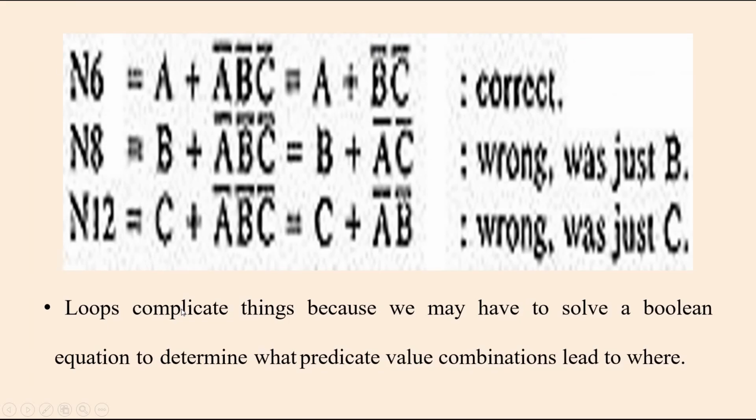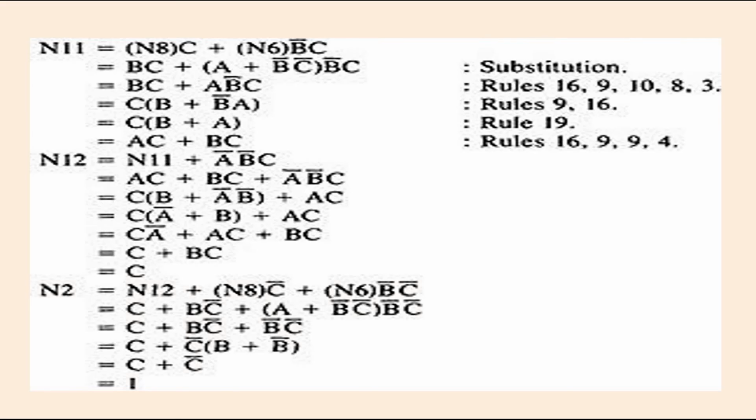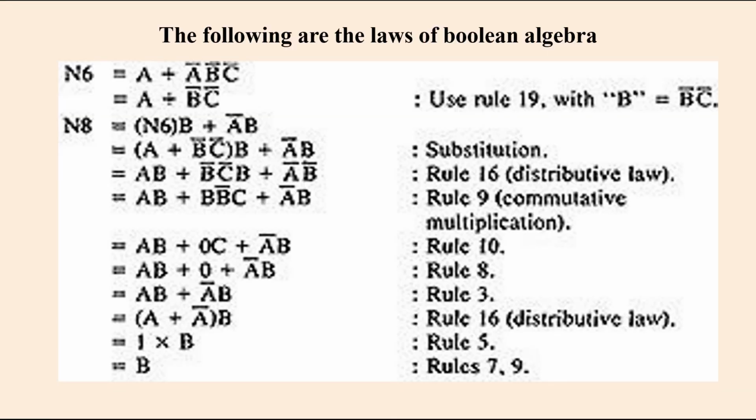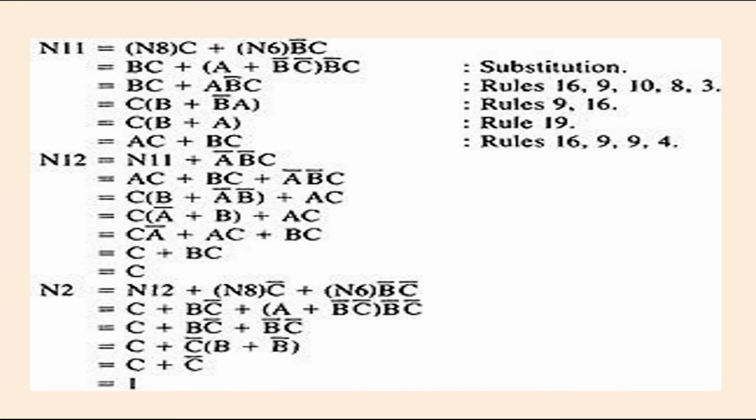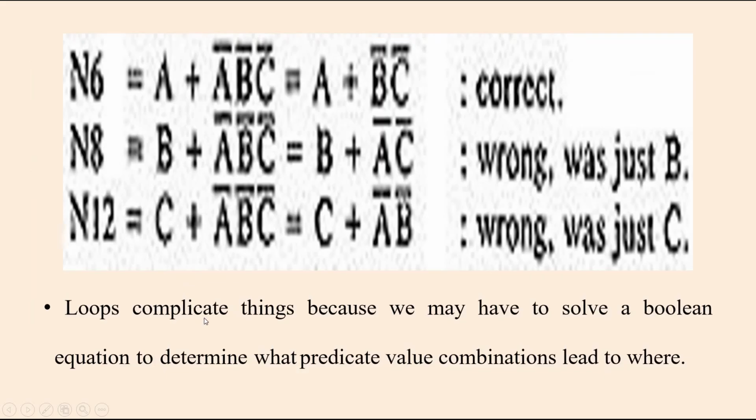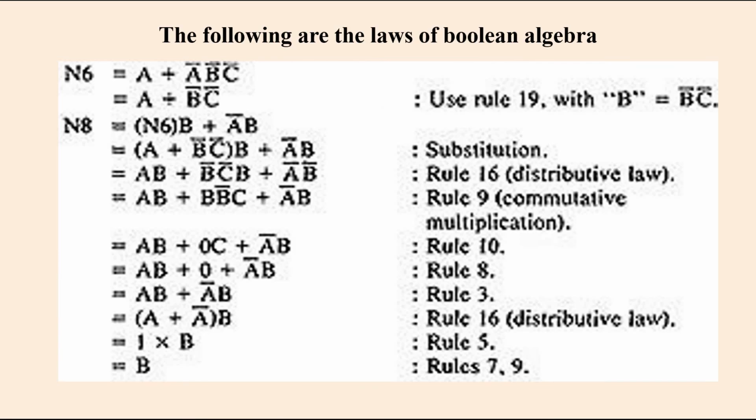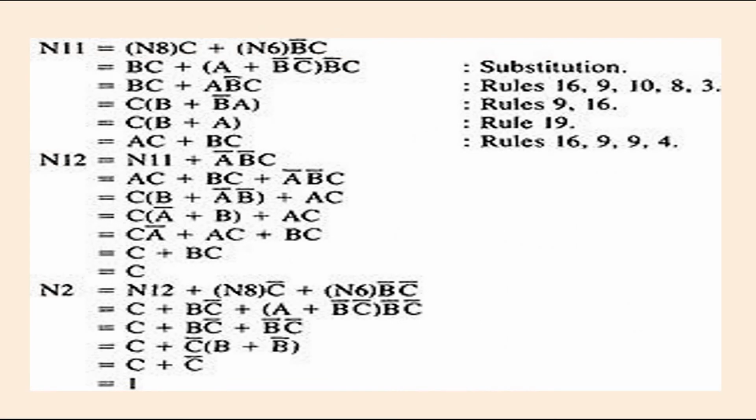We got from the past video that n8 is equal to b. n8 was simplified as b. So b into c bar plus what is n6 as per the past? n6 is a plus b bar c bar, that is n6 is equal to a plus b bar into c bar into b bar c bar. Now just expand it and apply those rules.